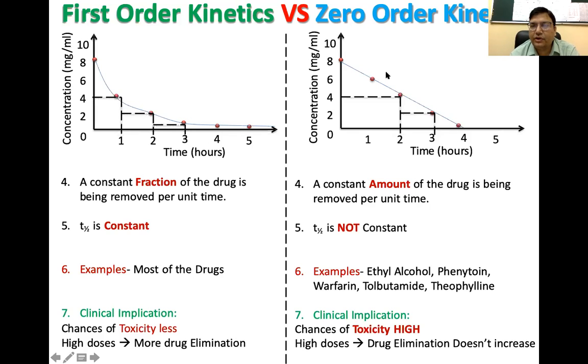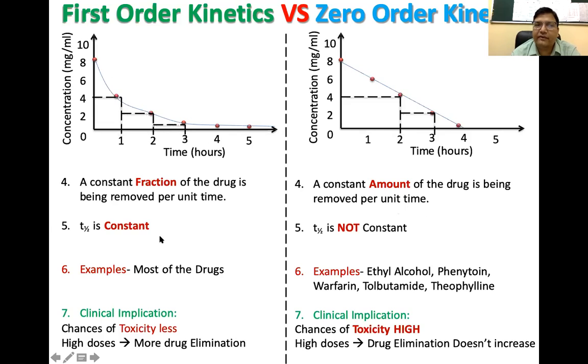While if we see in zero order kinetics, suppose 2 milligram per ml is reducing with each half life. So after 1 hour, it will become 6. After 2 hours, it will become 4. Then 2 further will reduce at 3 hours, and it will come to 0 at 4 hours. So this is zero order kinetics. That means a constant amount is being removed, while in first order kinetics, a constant fraction, that means 50% of the drug, is being removed.